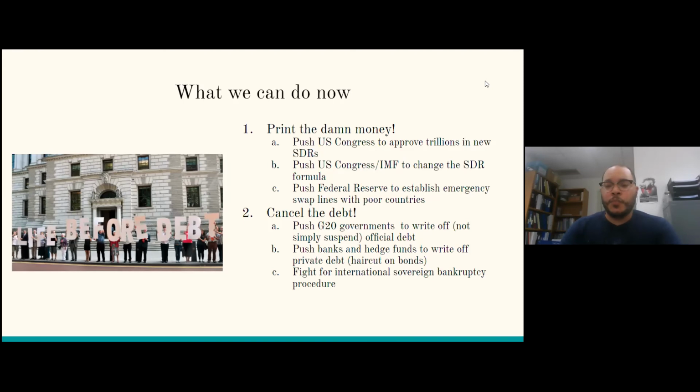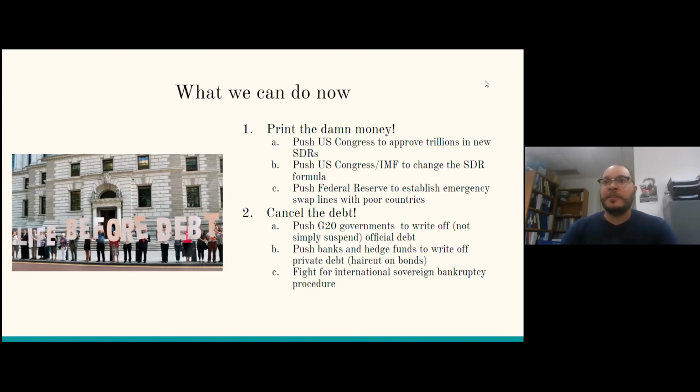There's things that we can do right now. I'm listing here two major demands and putting them in order of kind of things we can do in the short term, and then things that would take a longer term struggle. So the first thing is we got to print the damn money.